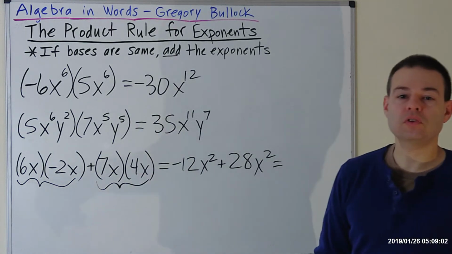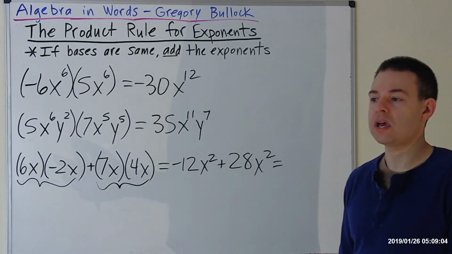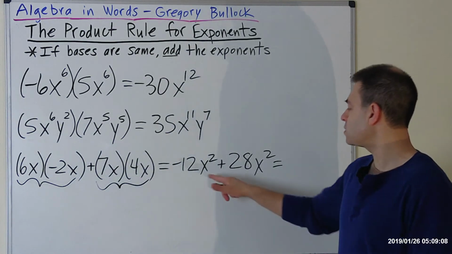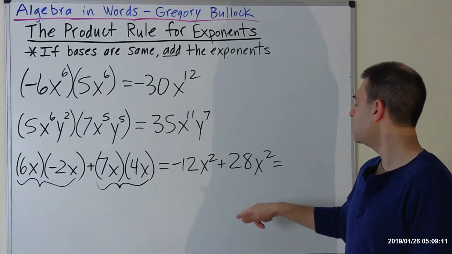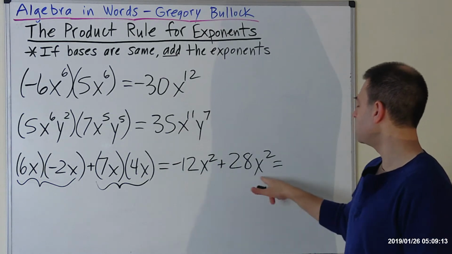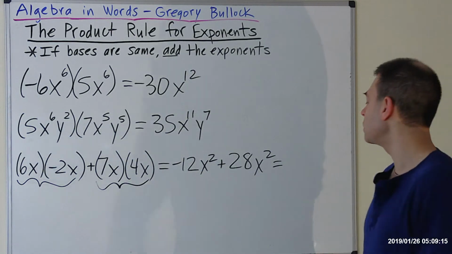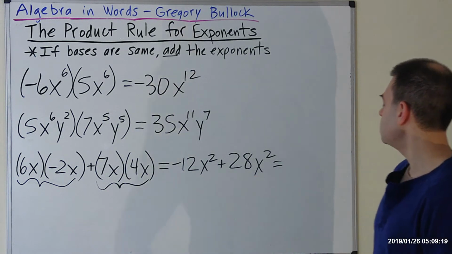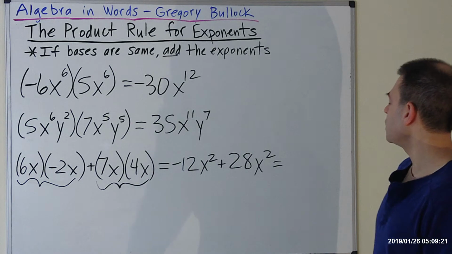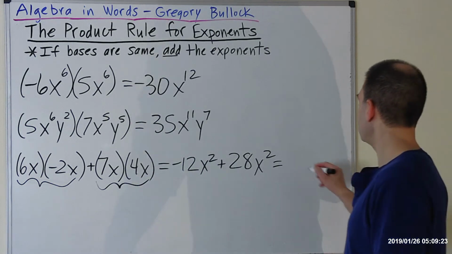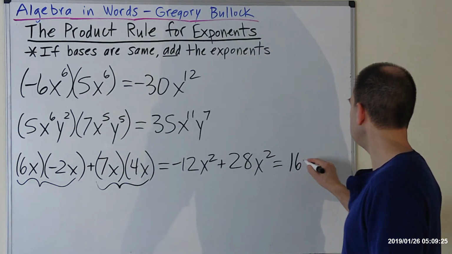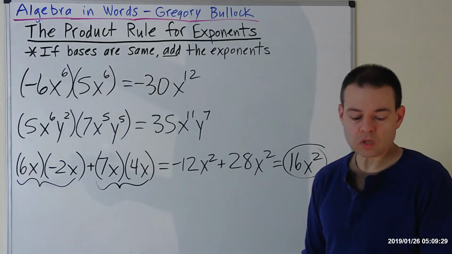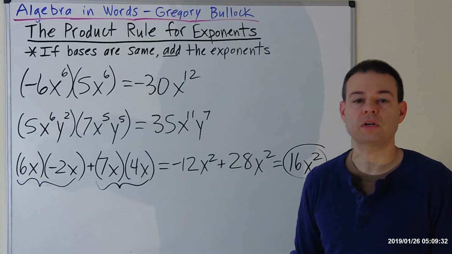Now, we still have two terms, and to complete the problem, we want to ask, are these like terms? Remember, to be a like term, you have to have the same variable to the same exponent. And in this case, they are the same variable to the same exponent, both x squared. So we could think of negative 12x squared plus 28x squared. And if you think of 28 minus 12, we're going to get 16x squared as the final answer. So almost done. I'm going to pause this and put a couple more up.